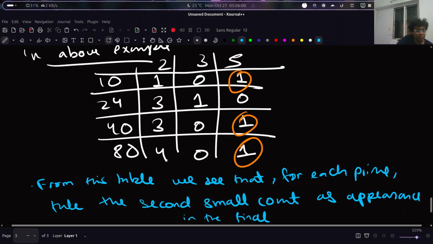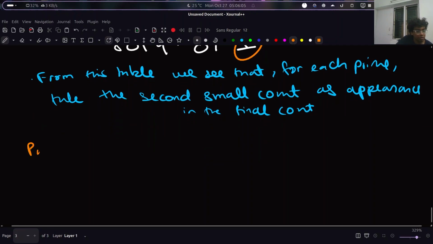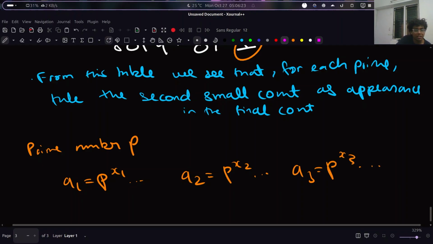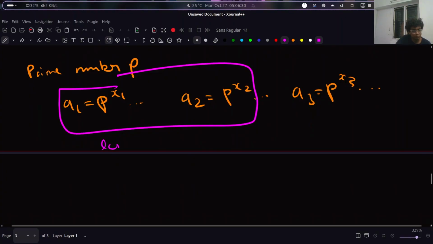Right? This is simply because, let's say we have a prime number p, and in the first number A1 it appears x1 times, in A2 it appears x2 times, and in A3 it appears x3 times, and so on. Whenever we find the smallest x1 and x2, we take the LCM. The LCM will be equal to p to the power max of x1, x2. That is what the LCM means.